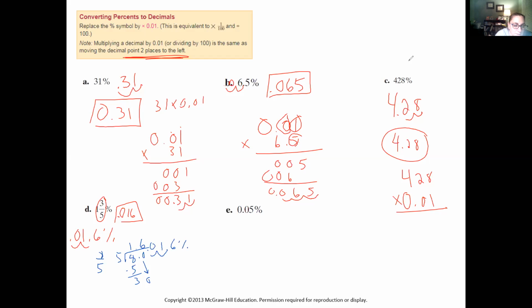And again, the two ways were, the first time I kept the 1, the whole number, and I divided the 3 and the 5 to get the decimal. The second way was turn it into an improper fraction first and then divide. And then for E, we have 0.05. So you would go 1, 2, 3, add 2.